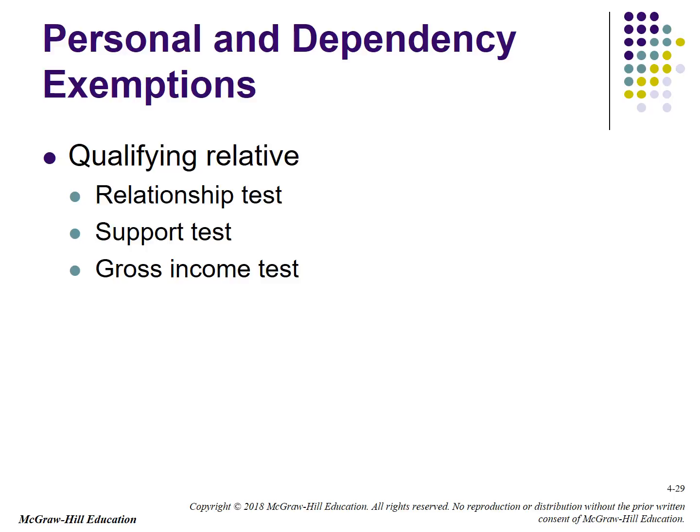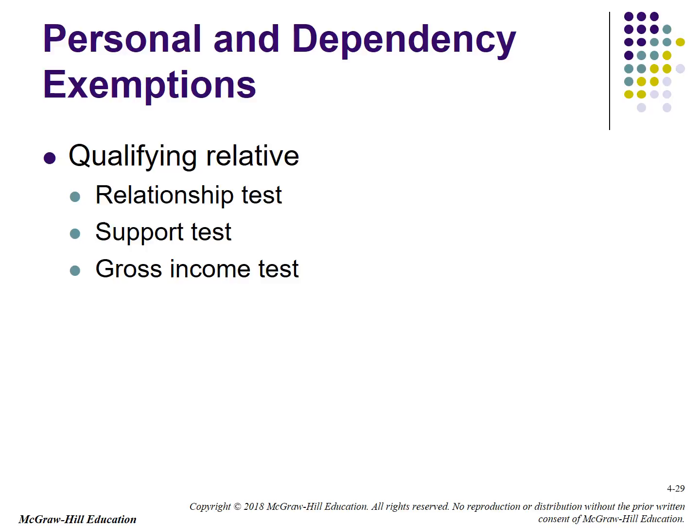Okay, so what if any of the rules failed? Well, we don't give up hope. We have more rules for a different classification of a dependency, and it's called a qualifying relative. Now, remember, you still need to meet those first two that we talked about in the beginning: U.S. citizen and or resident.